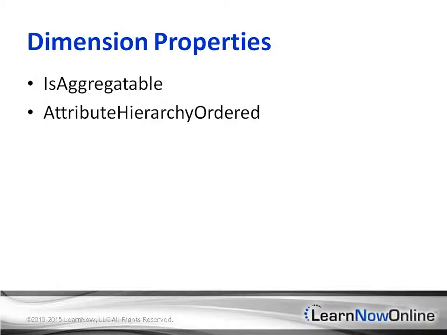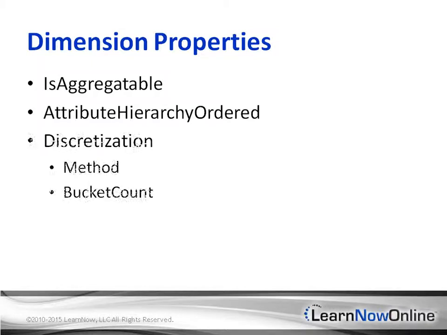The attribute hierarchy ordered property can be used when the values in an attribute do not need to be ordered in the client tool. We'll see this case for the gender name. Discretization methods and bucket count are a way to organize values from an attribute. If the values become too numerous, you can actually create buckets and ranges for these through this property.